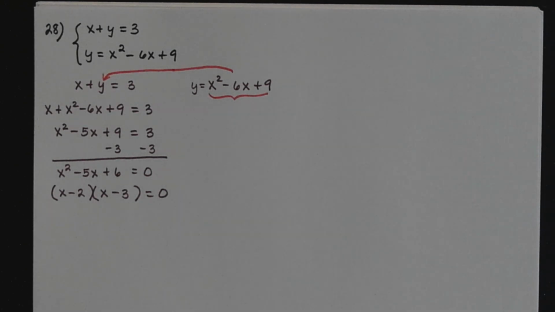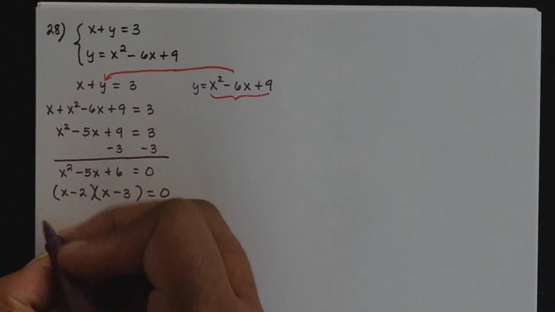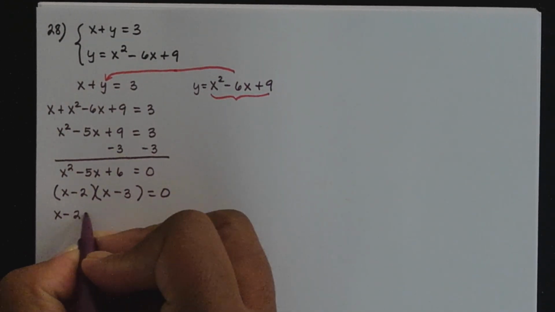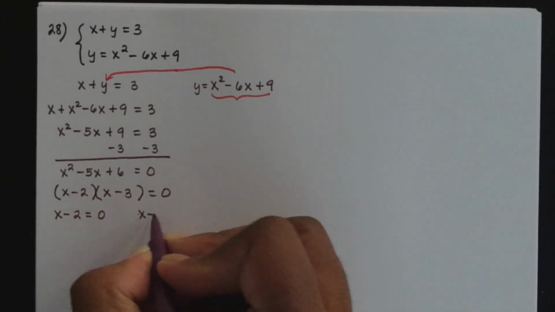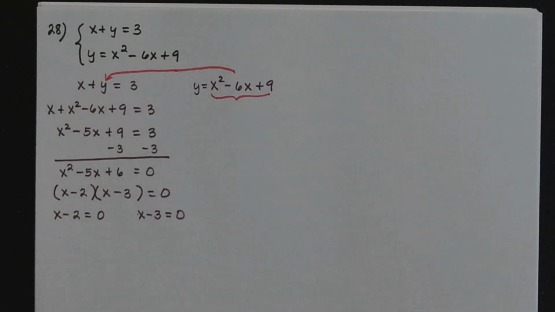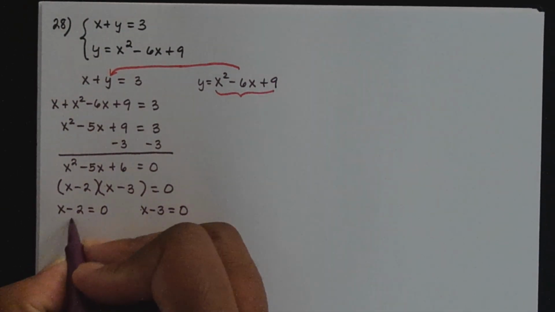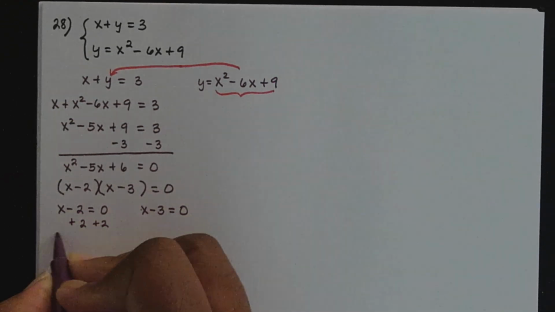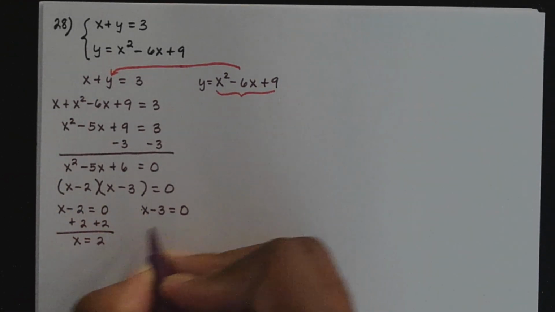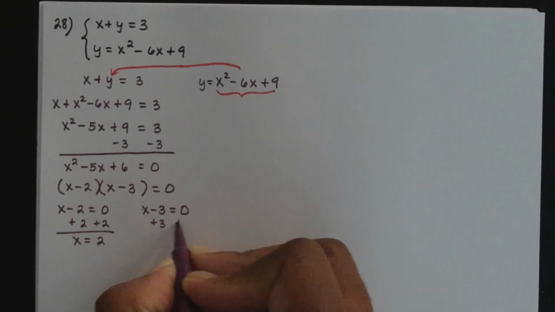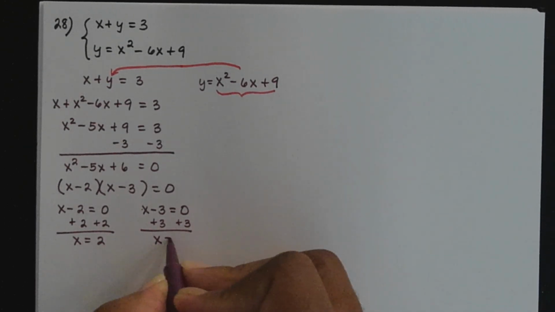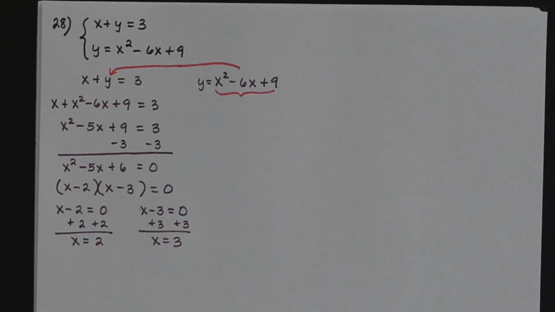And then we set each binomial factor equal to 0. So this means x minus 2 is equal to 0, x minus 3 is equal to 0. And for each equation, we'll solve for x. So for the x minus 2 equal to 0, that means x will have to be equal to 2. And then for the x minus 3 equal to 0, x must be equal to 3. So here we got x equals 2 and x equals 3. Now for each x value, I need to find out what y is.